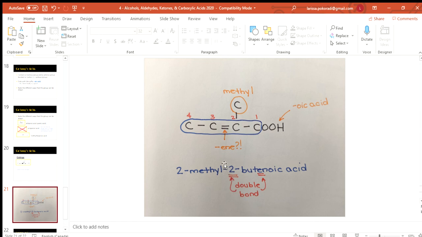And then perhaps the easiest part, but might forget it after doing all of this hard work, would be to remember to say, hey, and we also have this little methyl group popping off the number 2. So if we fused it all together, we have a 2-methyl, 2 for the double bond, 2-butenoic acid because of the carboxylic acid hanging off the end.